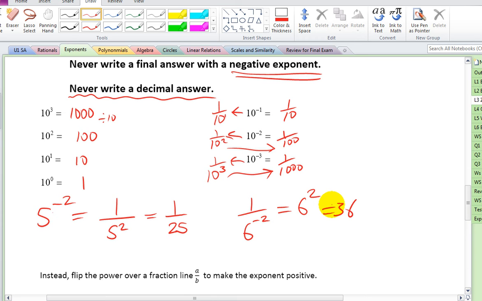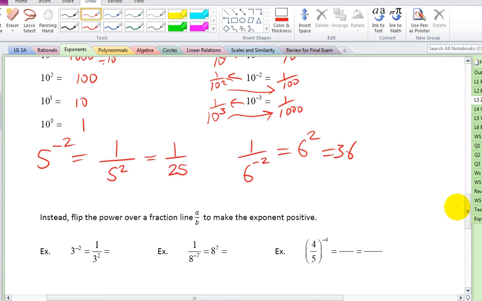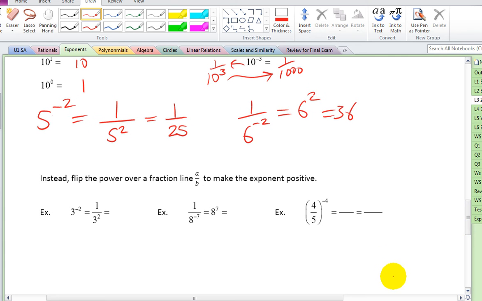Any questions? Okay, try some. So if you had something like a negative 4b squared, that's going to be b squared over a positive 4. Sound good? So just drop it down or bring it up. That's all.